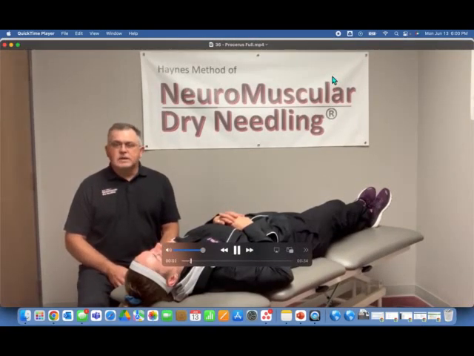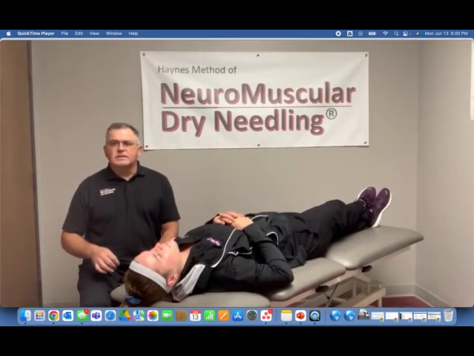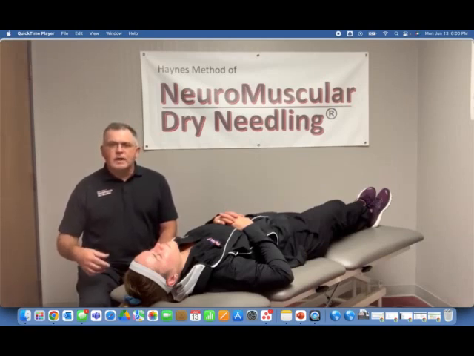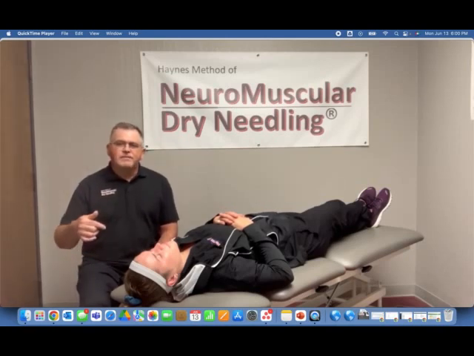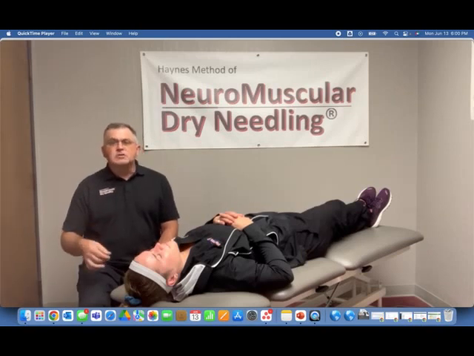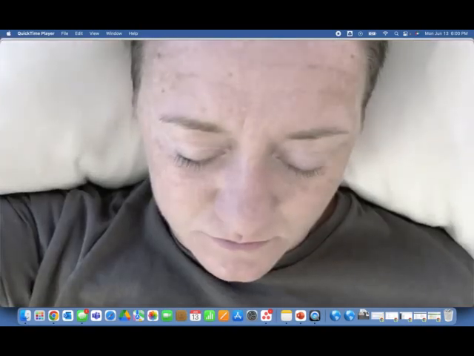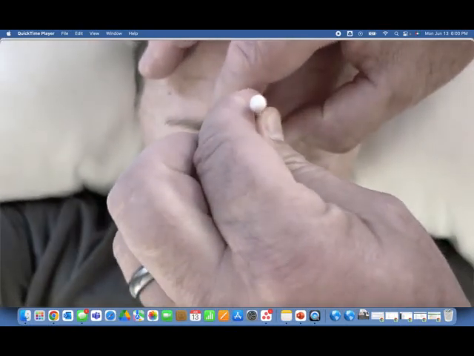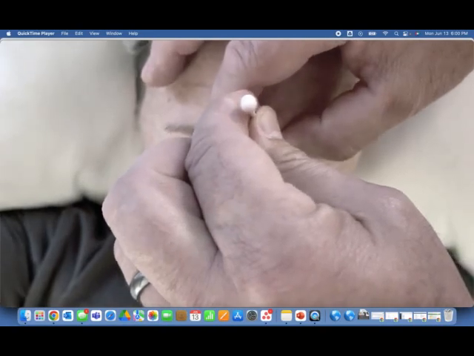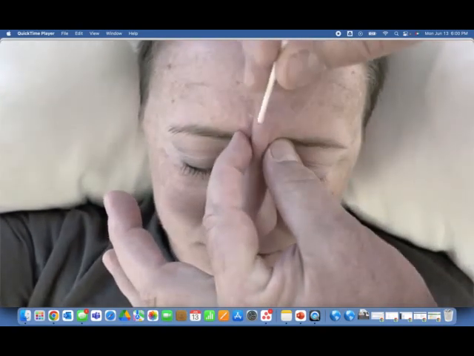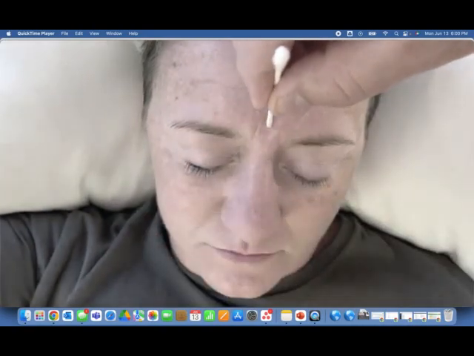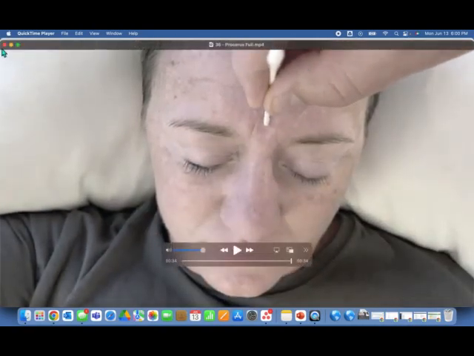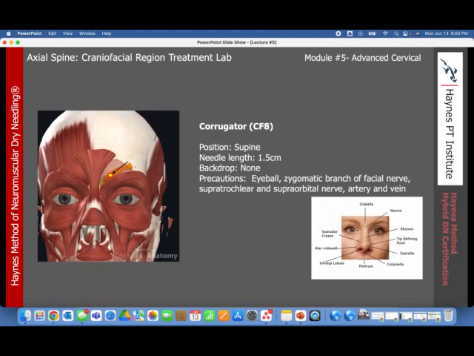For the procerus, going to be in the supine position. Needle length is going to be 1.5 centimeters with no backdrop. We're going to pinch the muscle together at an upper orbital line using the thumb and index finger, and we're going to needle at an oblique inferior angle from the glabella toward the nasion.